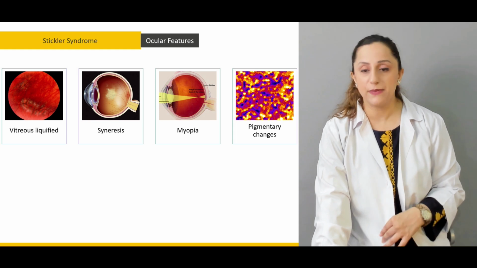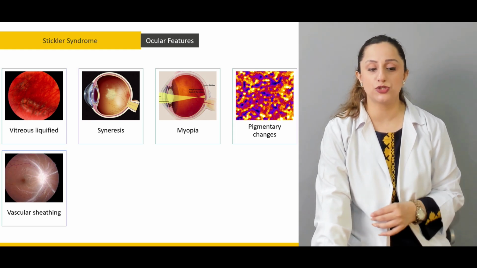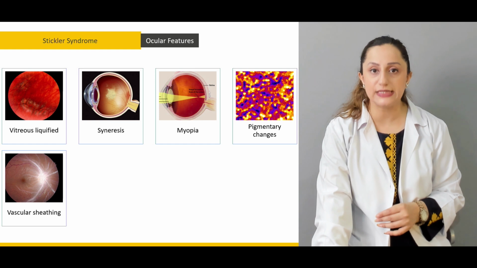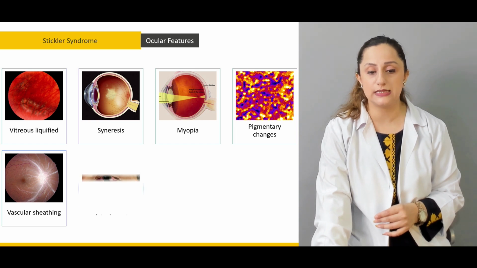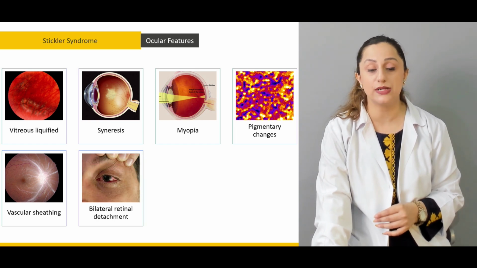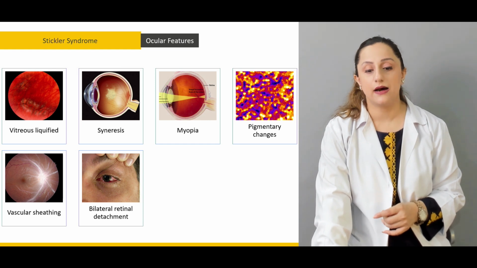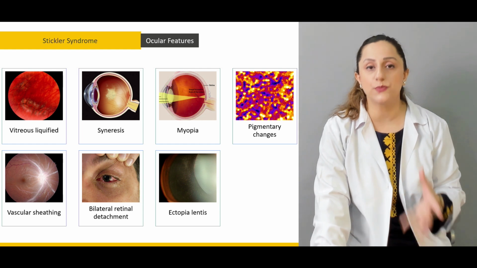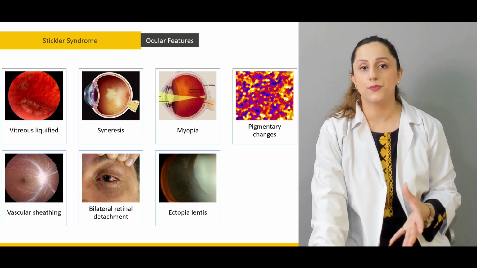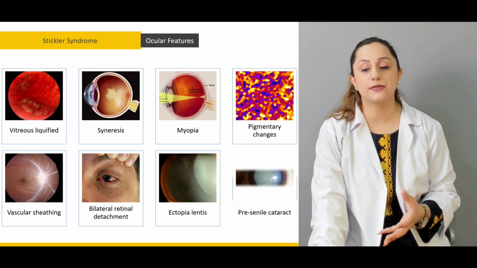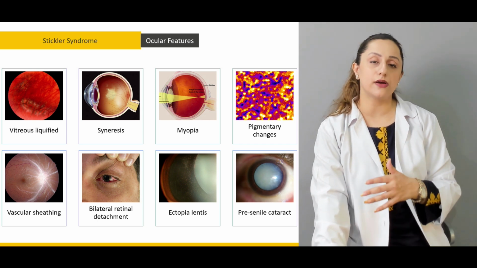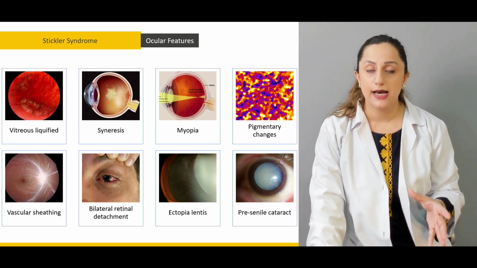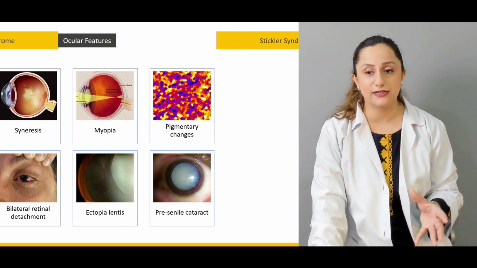Then we have the pigmentary changes also seen in these individuals. Then we have the vascular sheathing phenomena. We have the bilateral retinal detachments. Then we have the ectopia lentis, that is the lens is malpositioned or it is not properly placed. And then there is a presenile cataract. So these are the particular ocular features seen in patients of Stickler's syndrome.